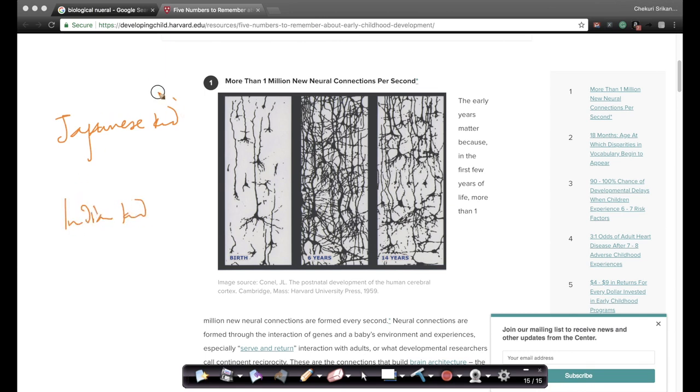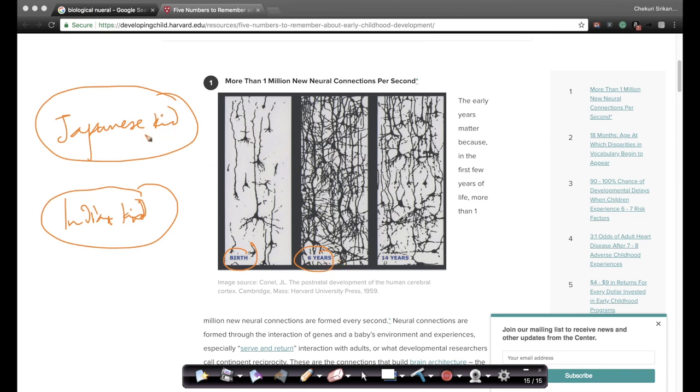The Japanese kid will learn the Japanese language. The Indian kid will learn one of the many Indian languages. For example, my mother tongue is Telugu. So from my birth to about 6 years of age, I became fairly fluent in my mother tongue, because that's what I've seen all my family speak around me.